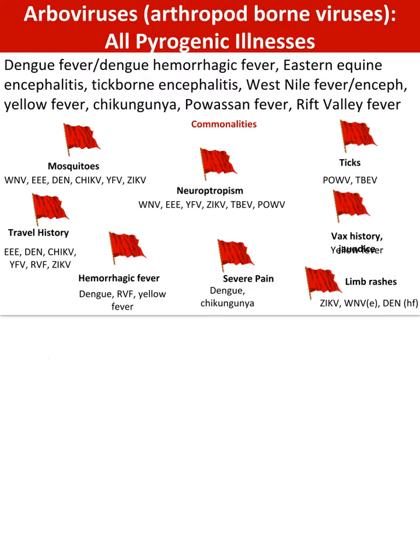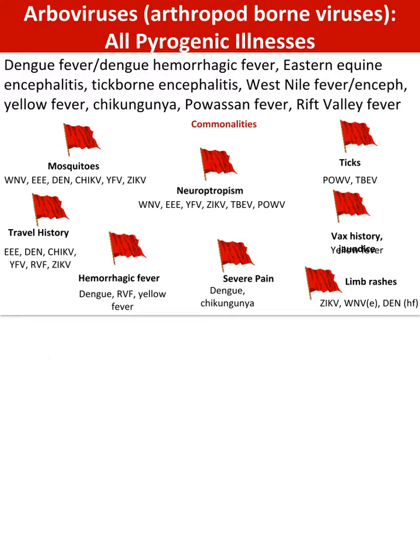Okay, so the diseases we're talking about here are dengue fever / dengue hemorrhagic fever, two diseases caused by the same virus. It's abbreviated on this slide as DEN. Eastern equine encephalitis, or triple E, tick-borne encephalitis, or TBEV, West Nile fever / West Nile encephalitis, which is abbreviated WNV. We already talked about West Nile encephalitis, but here we'll talk a little bit about just standard West Nile fever. Yellow fever, chikungunya, which is abbreviated CHIK, Powassan fever, or POWV, and Rift Valley fever.